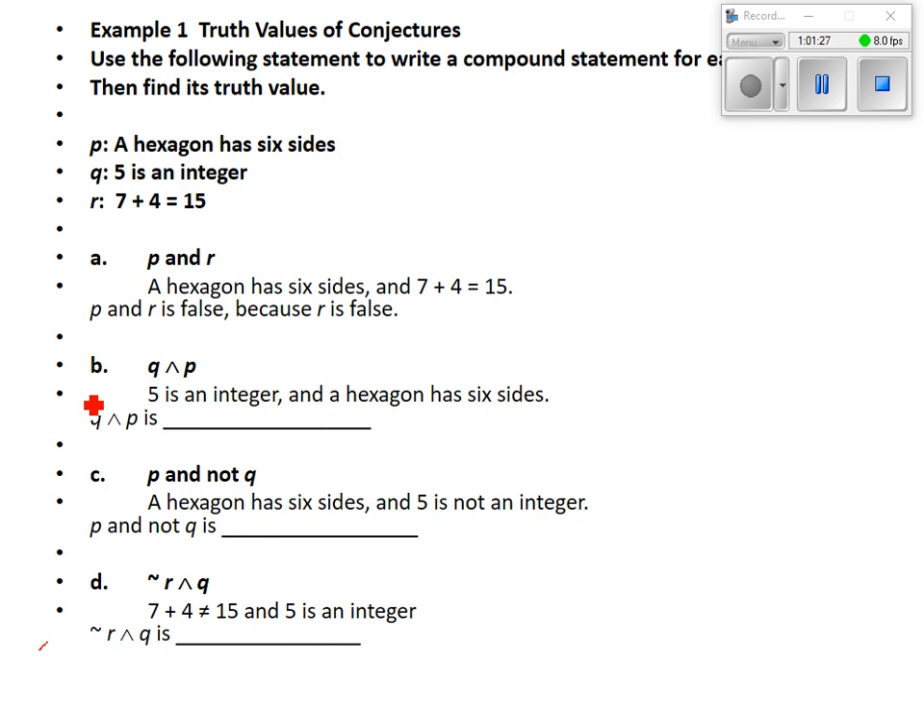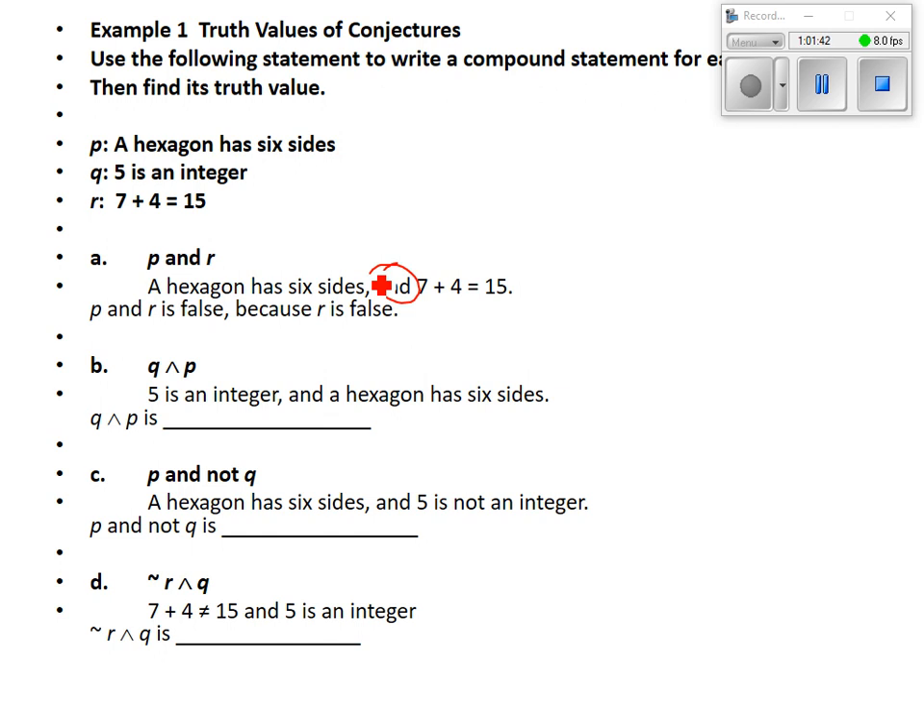Looking at this one real quick. A hexagon has 6 sides and 7 plus 4 equals 15. True or false? Oh, they already tell us on this one. That's false, right? Because it says "and" and only part of it's true.